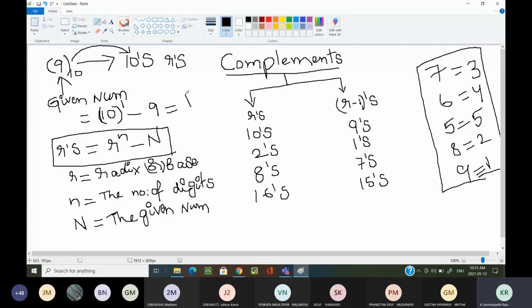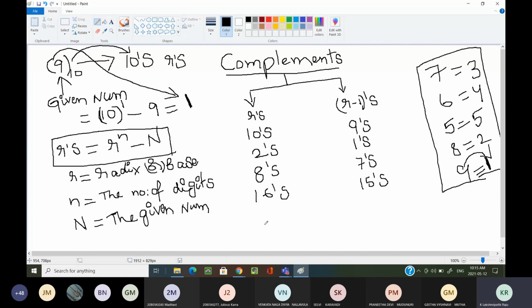10 minus 9, what are you getting? 1. That means the r's complement of 9 is 1. I have written that directly here.